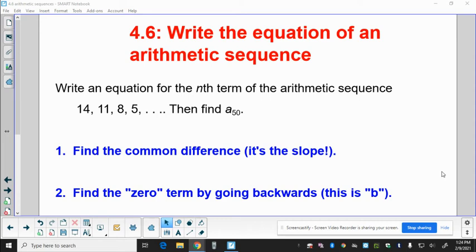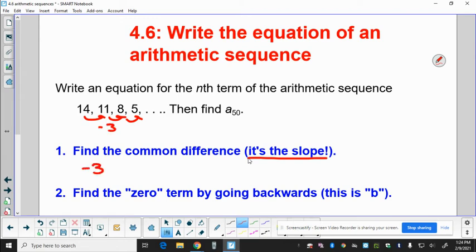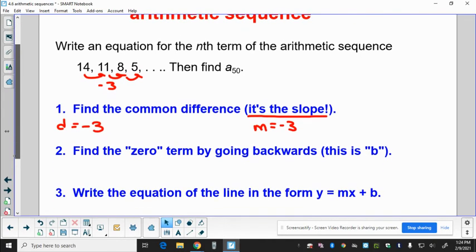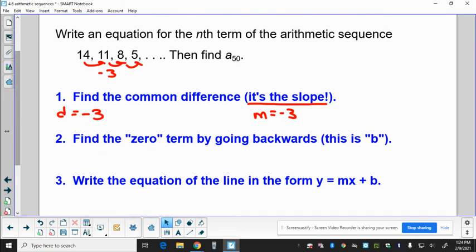Number one, find the common difference. Also, look at this. It's the slope. It's the same thing. So what is the common difference? What are we doing as we go from number to number to number? It looks to me like we're going down by 3, right, everybody? Okay. That's D, isn't it? That's the common difference. Now what we're saying here is it's the slope. If you recognize that an arithmetic sequence is the same thing as a line, it makes it really easy.